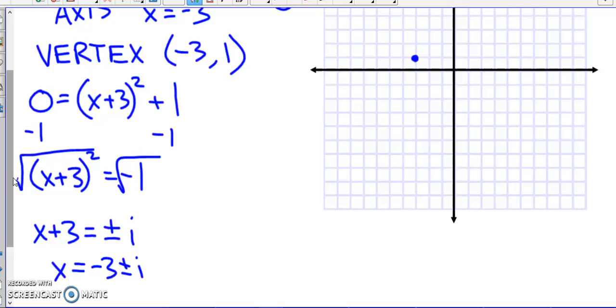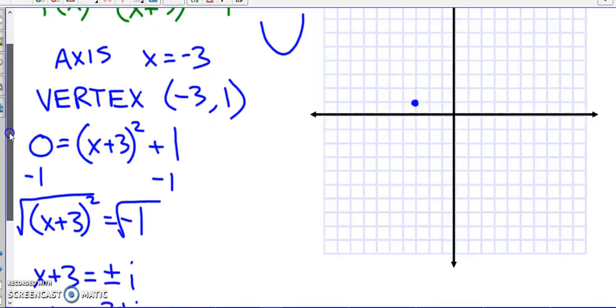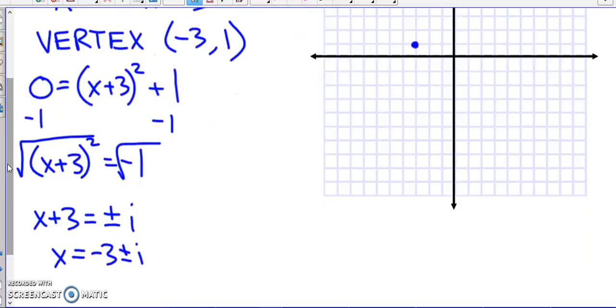You know, we probably could have figured that out ahead of time, right? I mean, if this parabola opens upward and the vertex is right there, it's not going to cross the x-axis, because it's only going to go up from the vertex. So there are none. So that means we should probably get the y-intercept, and then if we can plot its mirror image, that'll probably be enough to graph this thing.